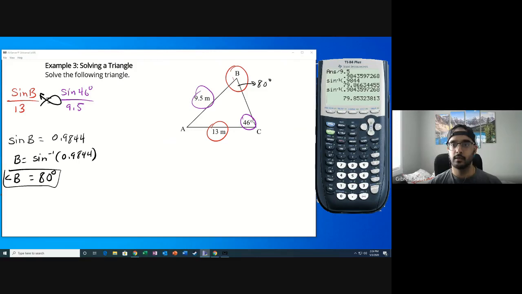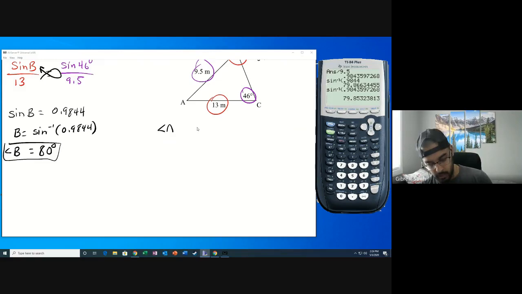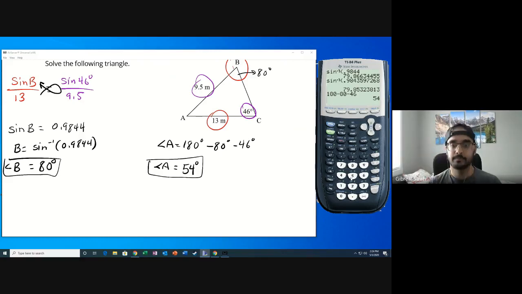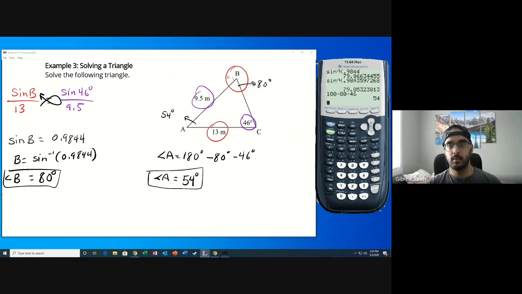Okay, now that I know two angles, I actually have enough to find the third. So we're going to do that for angle A. So now I can say that angle A is equal to 180 degrees, the total sum of all three in that triangle, minus 80 minus 46. That means that angle A is going to be 54 degrees. So now I know that other angle that I was missing is 54 degrees. The only thing we don't know about this triangle is that missing side length, BC.